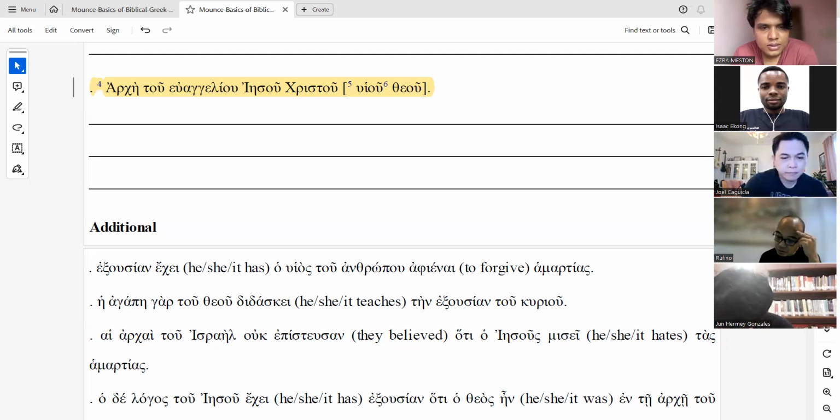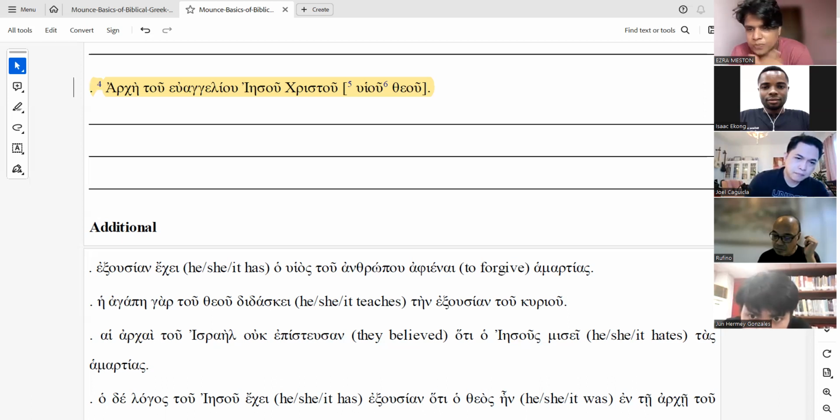This Christos is Christ, of the Christ. But Yesu, who is Yesu? Jesus Christ. Okay, good. The beginning of the gospel of Jesus Christ, the Son. Huios, the Son, of God. Again, it's the beginning of the gospel of Jesus Christ, the Son of God.